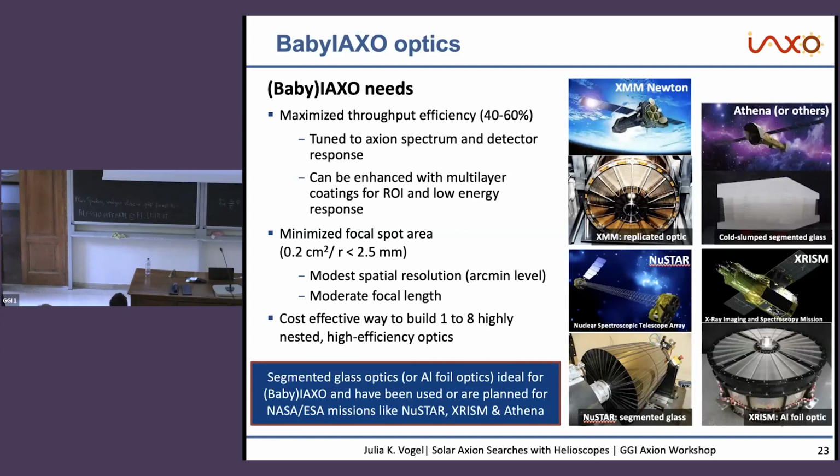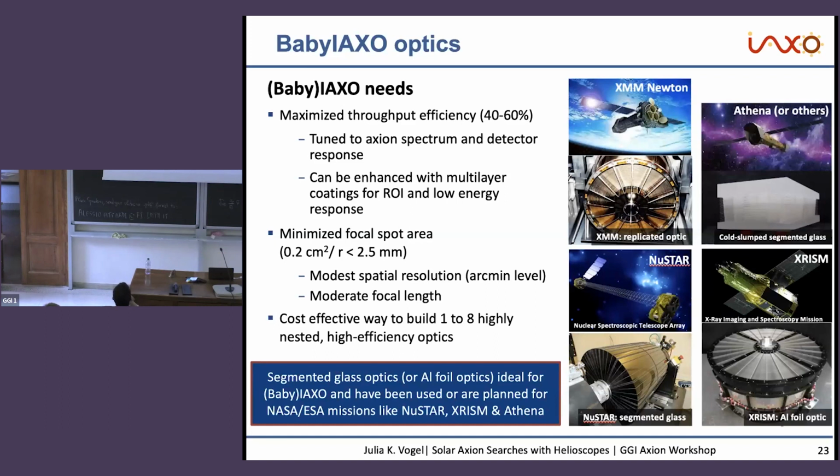The response can be enhanced by multi-layer coating for the region of interest, and that can also enhance the low energy response for certain axion-nucleon lines, for example at 14.4 keV, which is normally outside of our range of interest for the standard solar axions. The minimized spot size, as I already said: we focus on an area of 0.2 square centimeters, which corresponds to a radius of less than 2.5 millimeters.